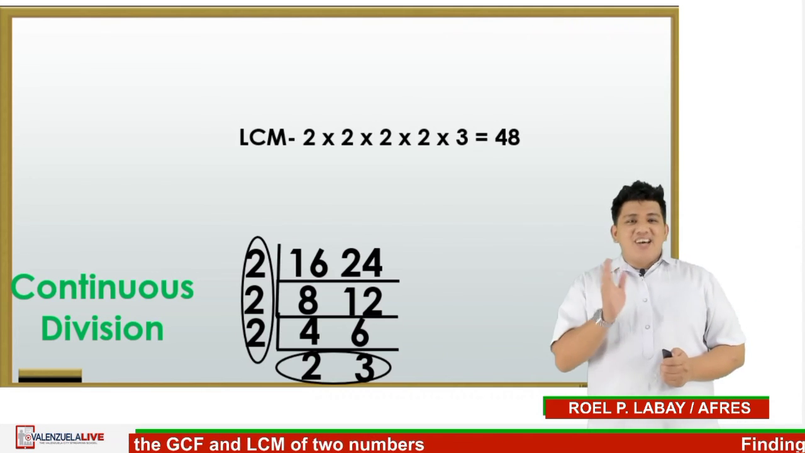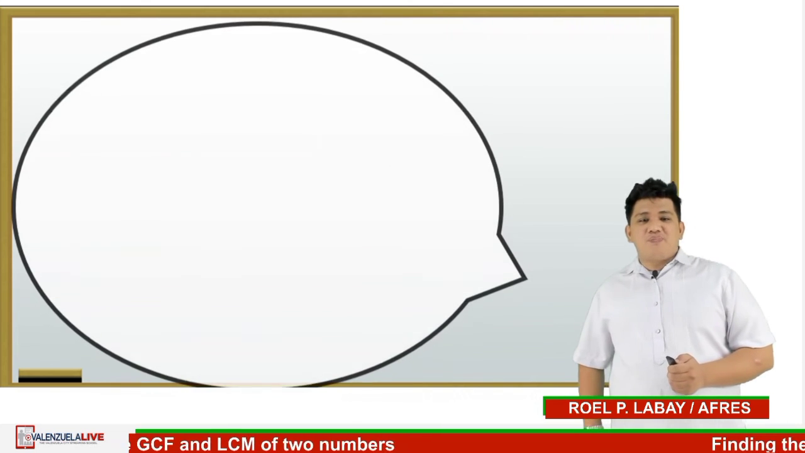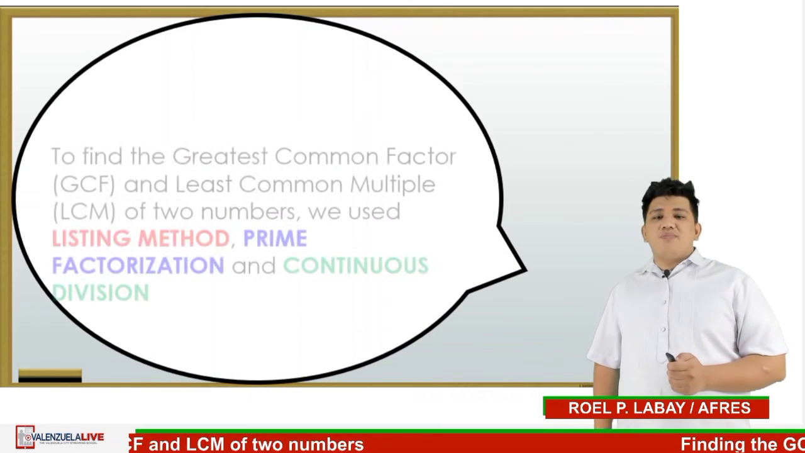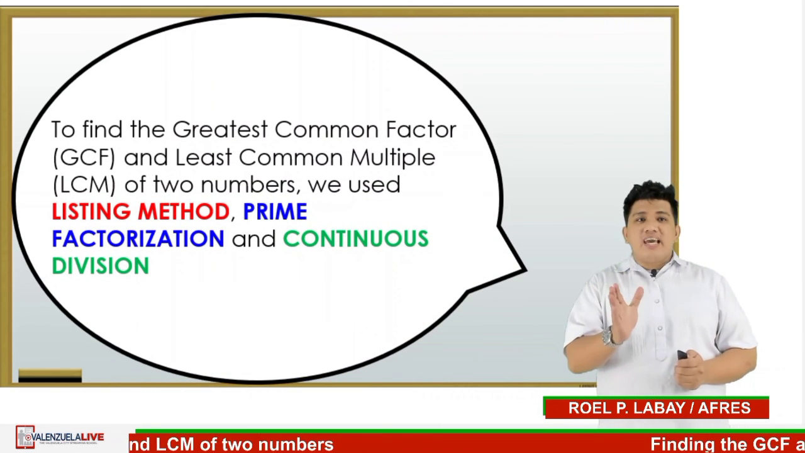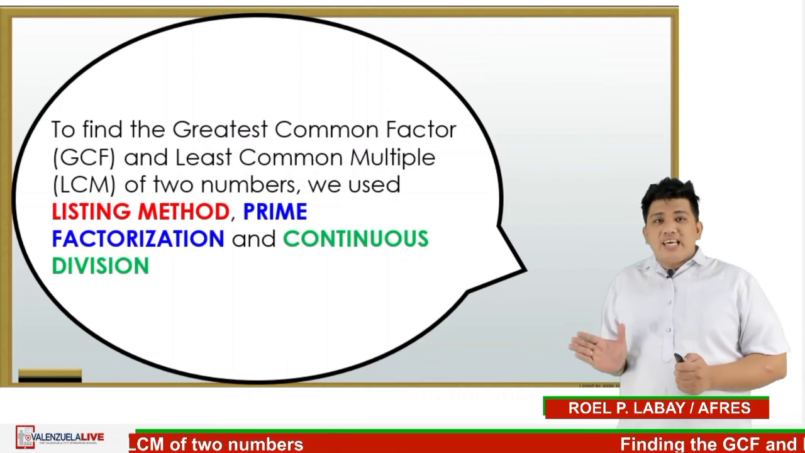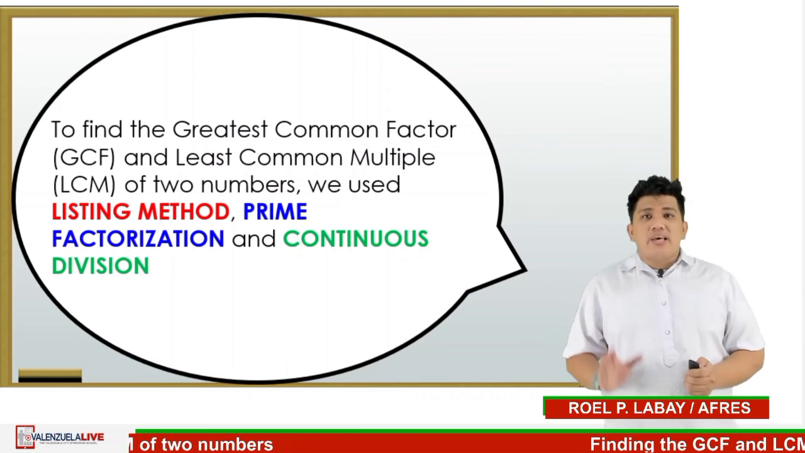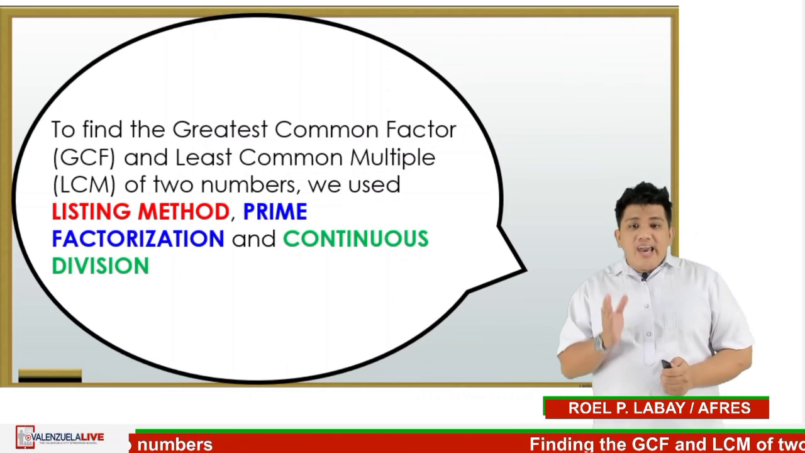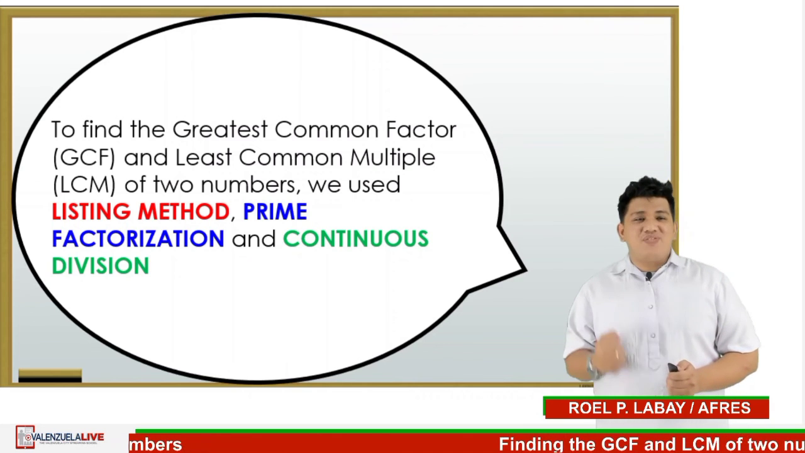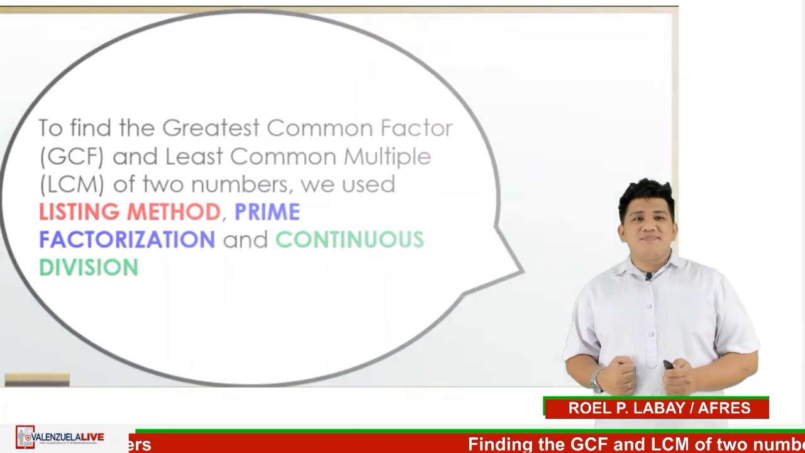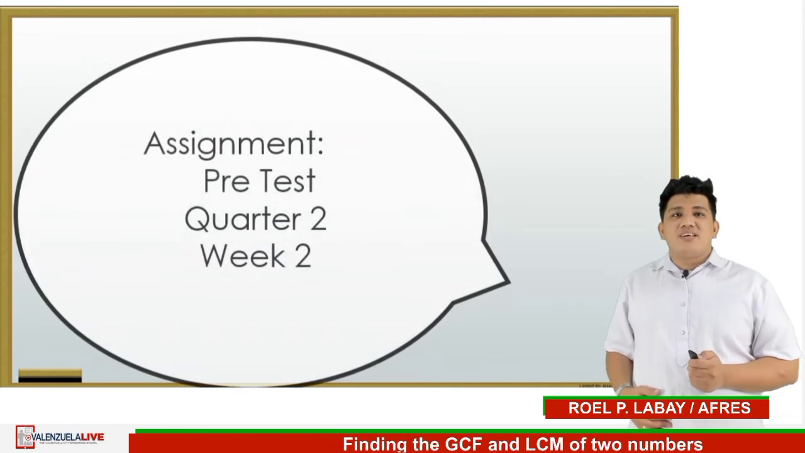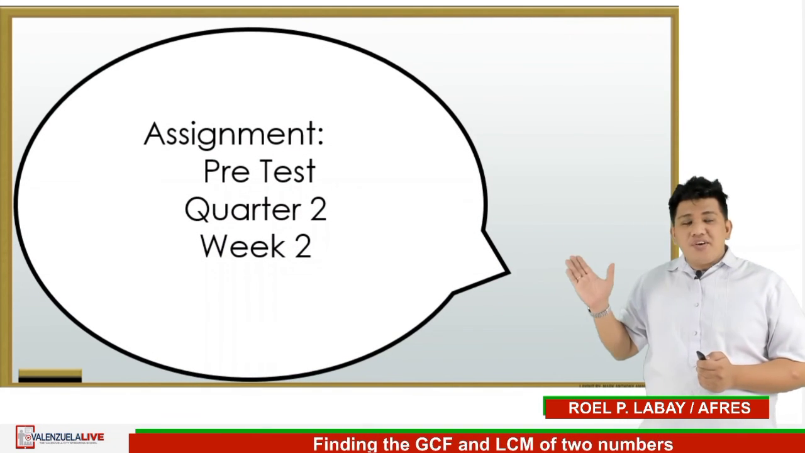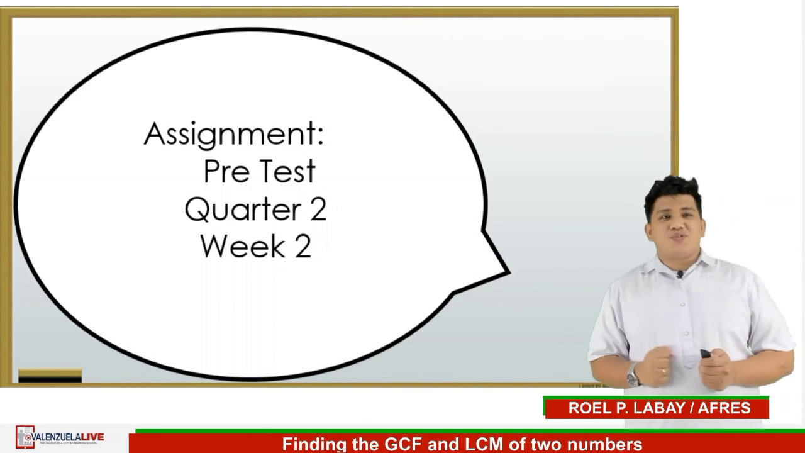Excellent! Just remember, grade 4 pupils, that to find the greatest common factor, or the GCF, and the least common multiple, or the LCM of two numbers, we use listing method, prime factorization, and continuous division. So you have pre-test quarter 2, week 2.